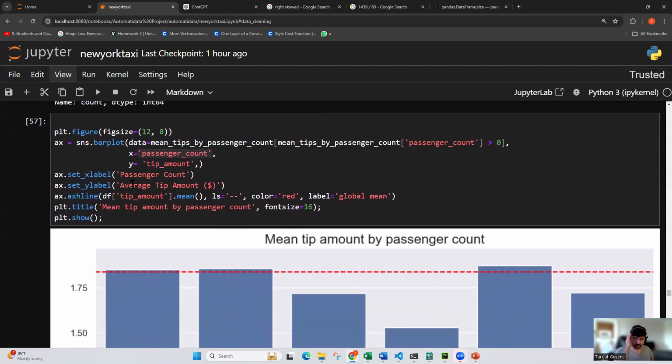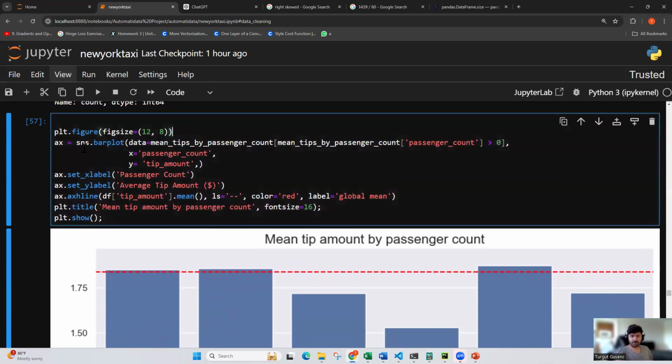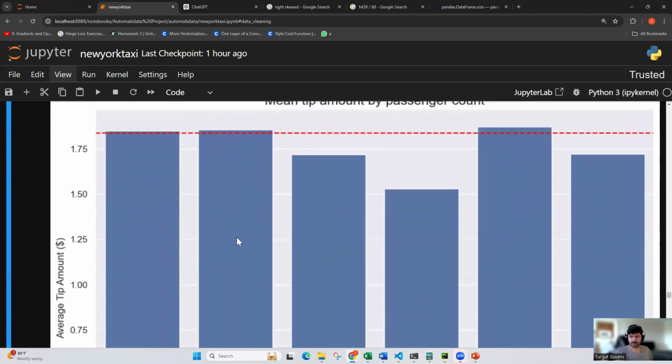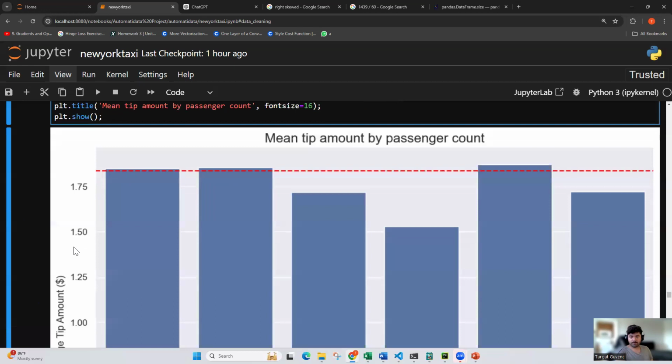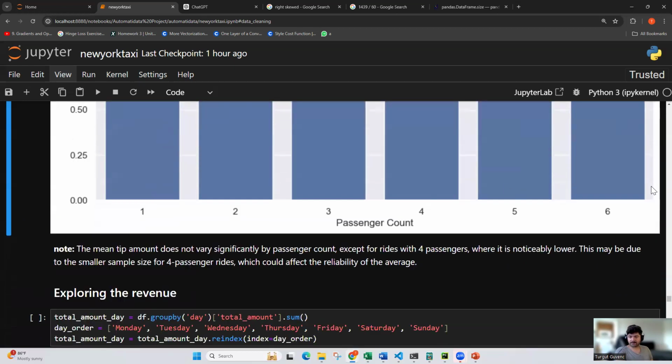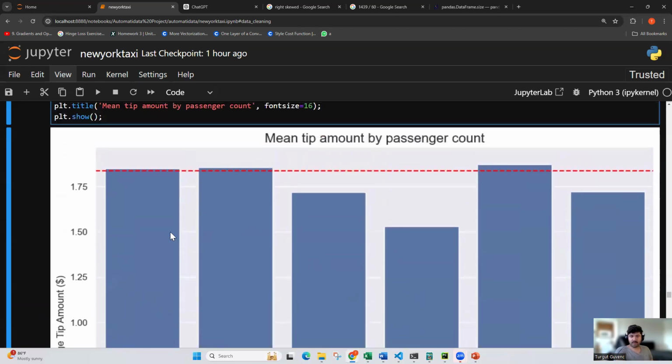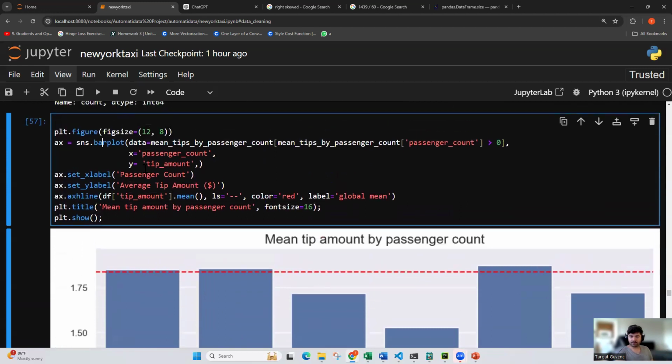I hope you guys understand Matplotlib and Seaborn. We are creating a figure and creating the axes here, with a Seaborn bar plot, which is these bars. What we are giving it is our data as mean tips by the passenger count, right? The passenger count is greater than 0 because I don't want to see the 0 values, right? And for the X axis, passenger count, and for the Y axis, the tip values here.